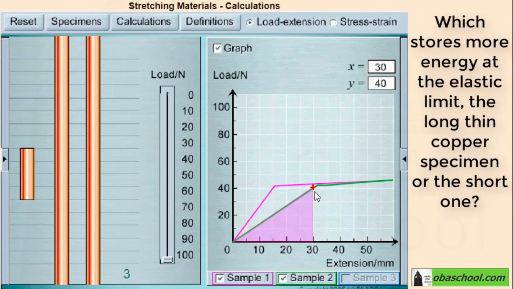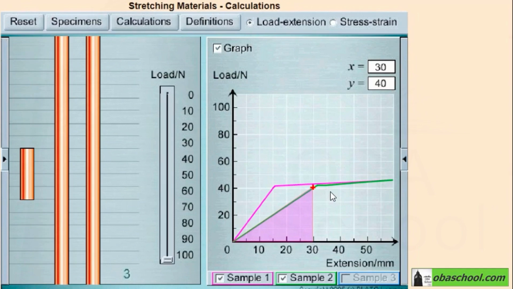Yes, the long thin copper specimen stores more energy at the elastic limit, because the short one has a strain energy of 300 millijoules, over the long one, which has a strain energy of 600 millijoules.